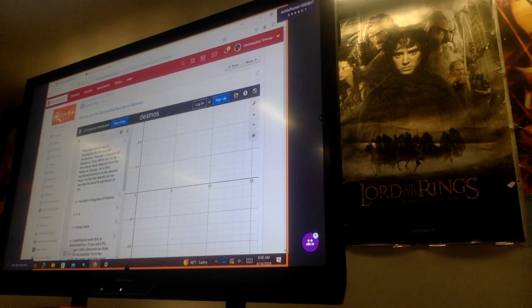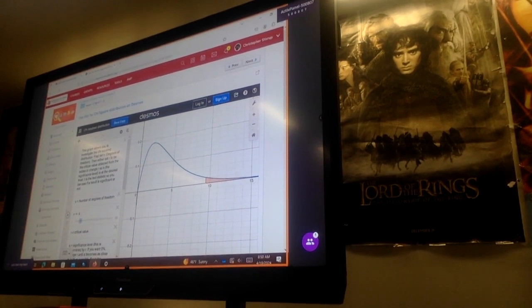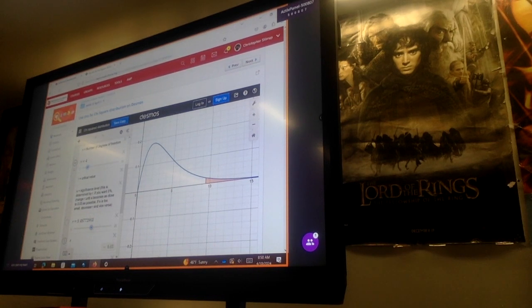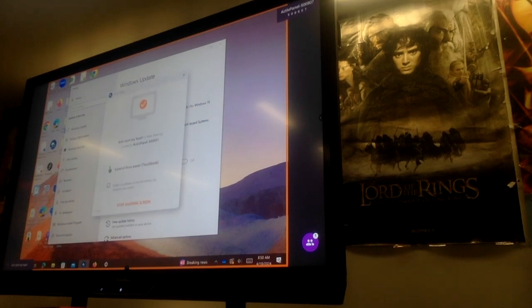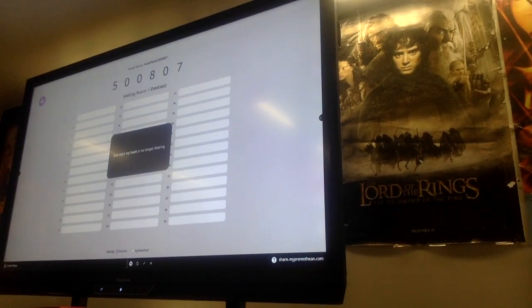Alright, so on the chi-square distribution, our degrees of freedom is 4. And what did we come up with? 10.3. So we type all that in. Notice, I get a p-value of 0.04.